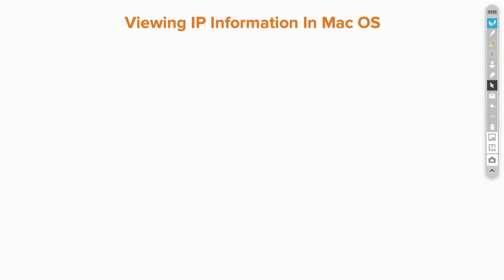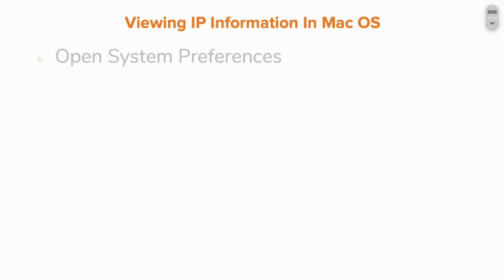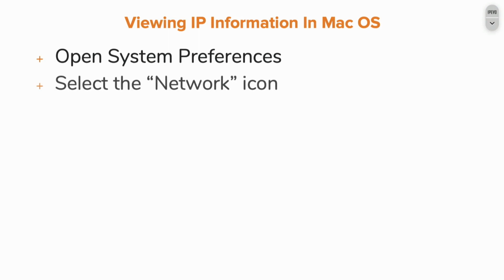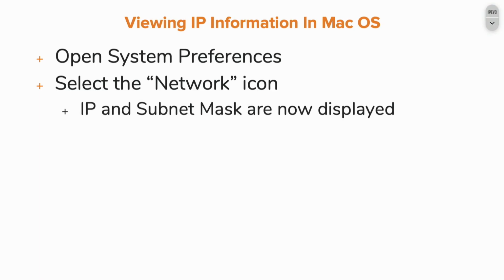Now, what if you're using a Mac, like I am right now? How do you see it there? Well, there's once again several ways we can do it. I'm going to show you the graphical way using the GUI in a Mac to view your information. So you're going to go to your system preferences, you're going to select your network icon, and then right there, your IP address and subnet mask are going to be displayed.